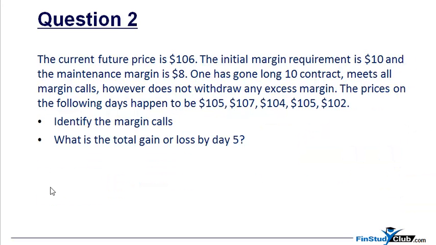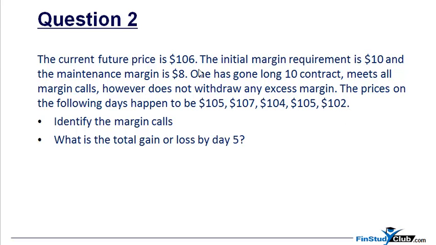So there we go. The current futures price is $106. The initial margin requirement is $10. And the maintenance margin is $8. One has gone long 10 contracts of futures and meets all the margin calls, however does not withdraw any excess margin. Now the prices on the following days happen to be 105, 107, 105, 104, 105 and $102.